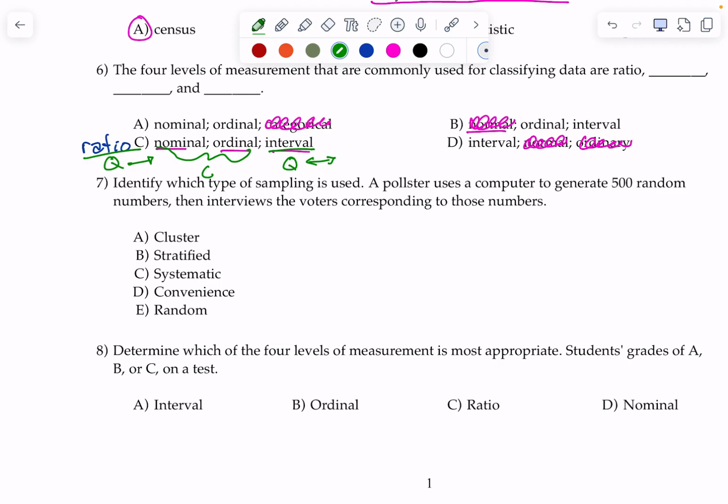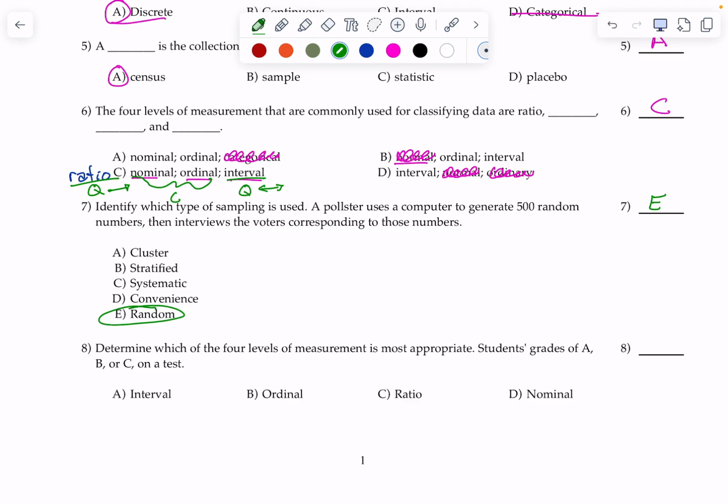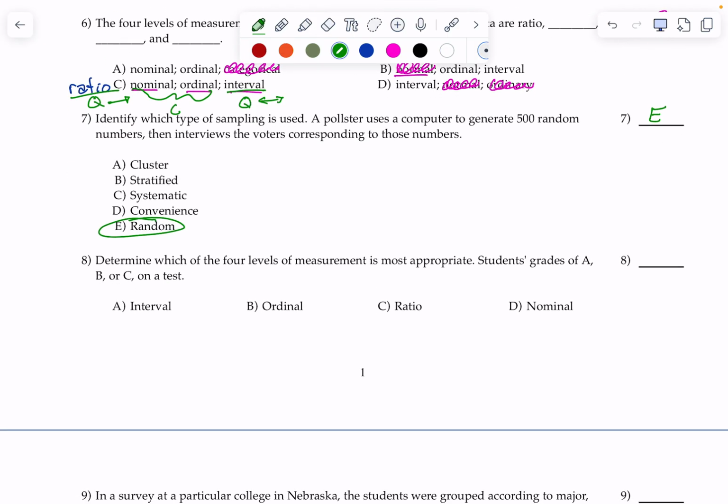Okay? Which one is this? I'm going to say E, random sample. Yeah, that's about as random as it gets. You have somebody generate who you're going to contact, and then they have no choice. They have to answer your question, right? Okay? 8, determine which of the 4 levels of measurement is most appropriate.